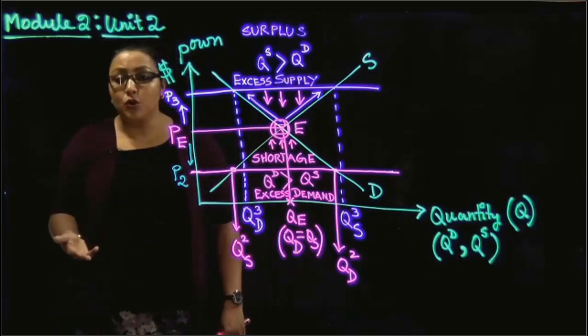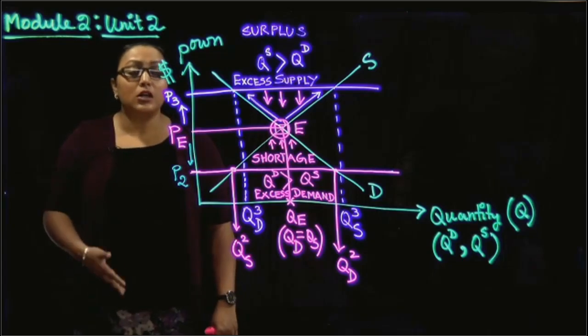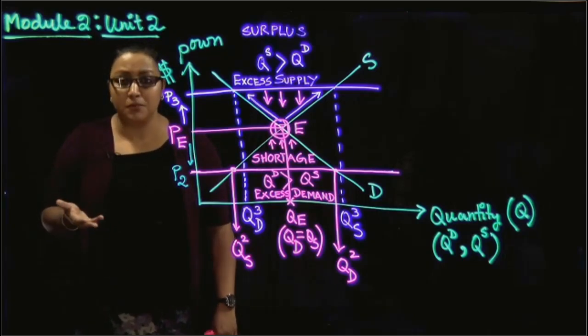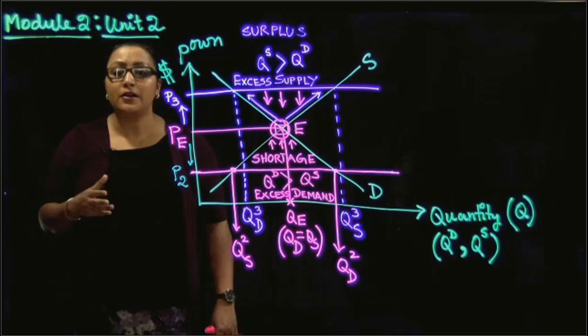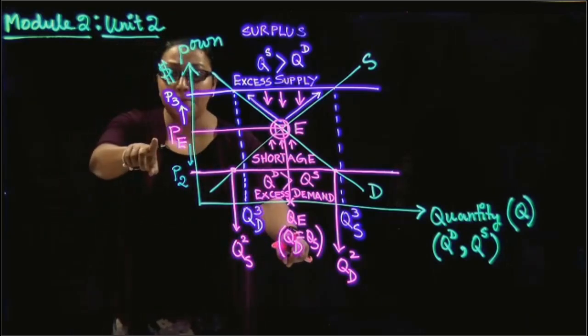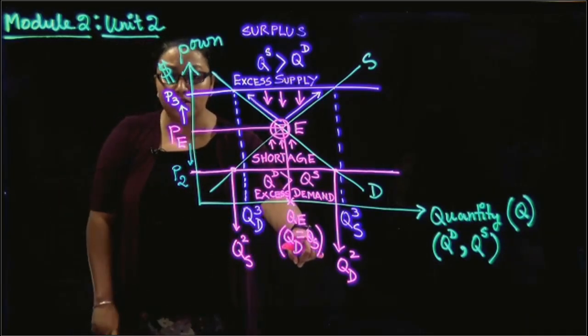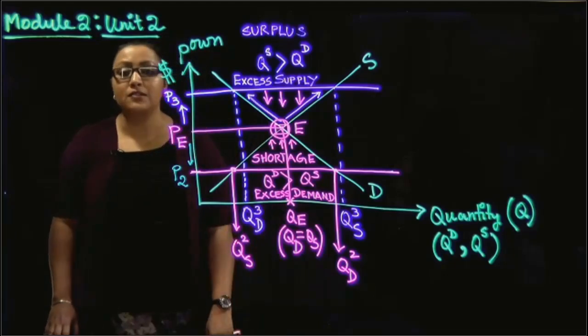Now in the next video we shall talk about the different changes in demand and supply, the different shifts of demand and supply, and how that impacts the equilibrium quantity bought and sold and the equilibrium price in the market.